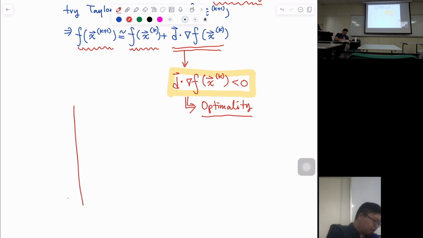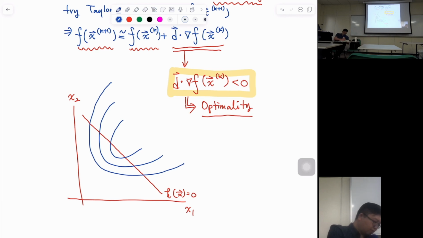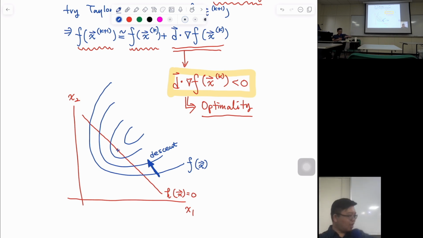So let's say I have a 2D problem, x1 and x2, and I have a straight line. Let's say this is h of x equals 0, and I have some kind of contour like this. Okay? And this is the objective function f, not equal, just contour of f. And going this way, this is the so-called descent direction, going down, right? Descent direction. Steepest descent, right? Going down. So by observation, you can see, okay, this should be the optimal, because on the straight line, that probably is the location with the lowest objective function value.